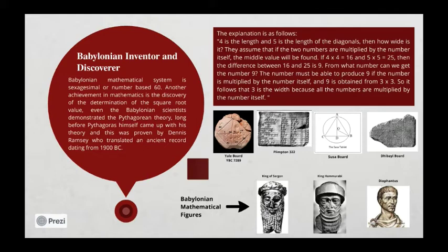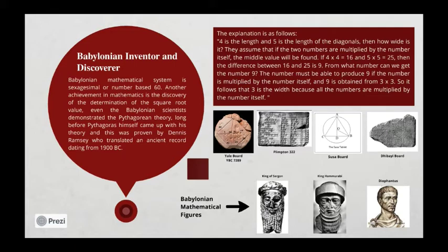Another achievement in mathematics is the discovery of how to determine the square root value. Even Babylonian scientists demonstrated the Pythagorean theorem long before Pythagoras himself came up with his theory, and this was proved by Dennis Ramsay, who translated an ancient record dating from 1900 BC. The explanation is as follows.